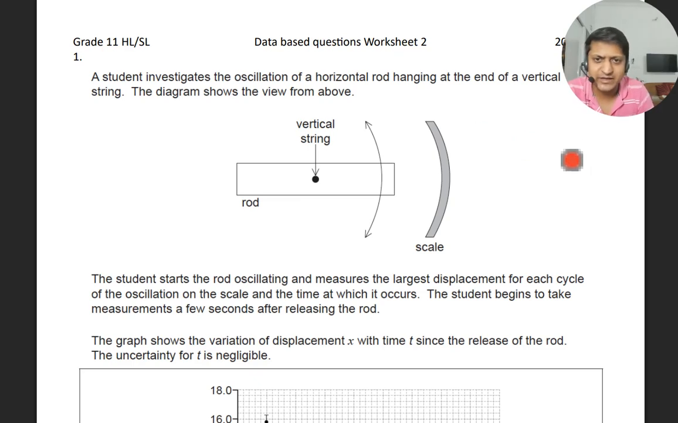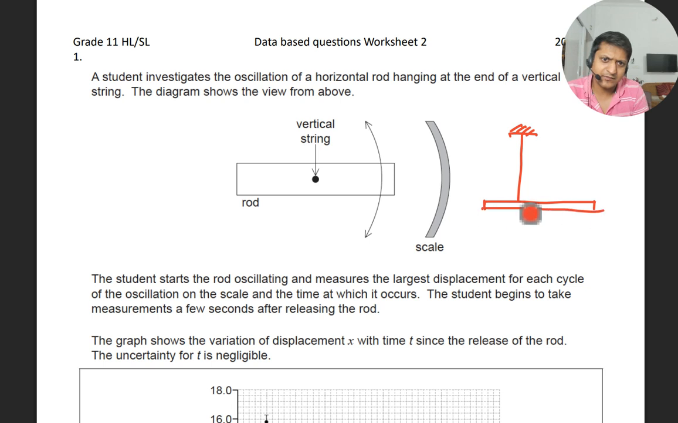So this question is from IB and it generally comes in paper 1B, which is analytics and database questions. We say uncertainty principles. The question says that a student investigates the oscillation of a horizontal rod hanging at the end of a vertical string. The diagram shows the view from above. So it's like this, a string has been attached to the rod and this rod is oscillating and then we are recording it.